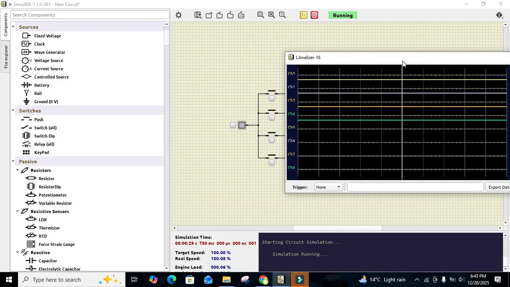Now whenever we push our first switch, you can see that our logic state goes high. And now what about the second one? This is the second, this one is the third, and that one is the fourth. So our logic analyzer is telling us about all sorts of logic states at this specific time. So hopefully you got the concept.